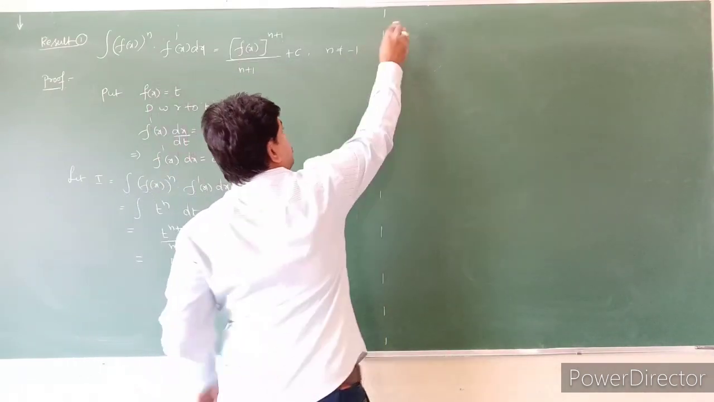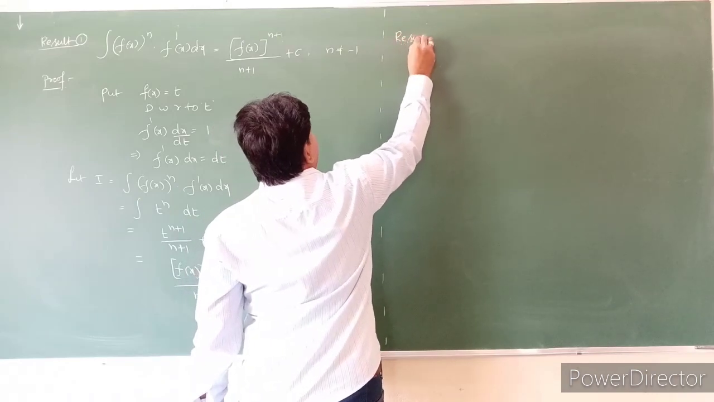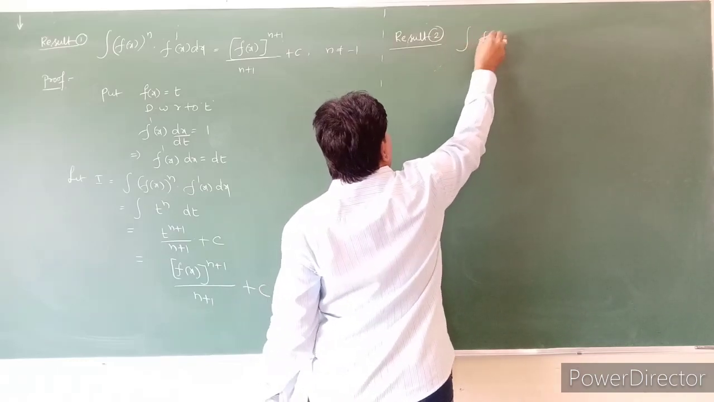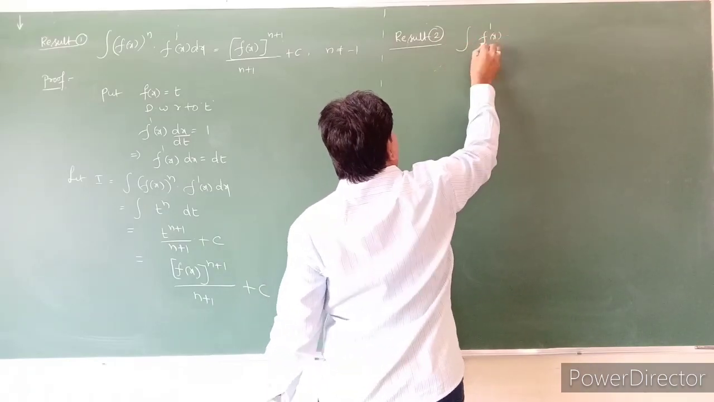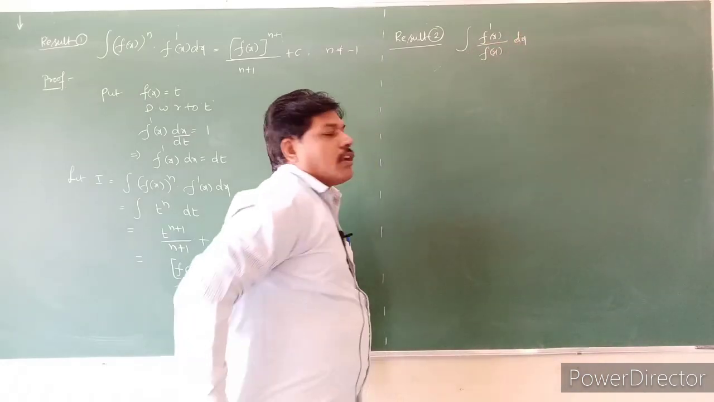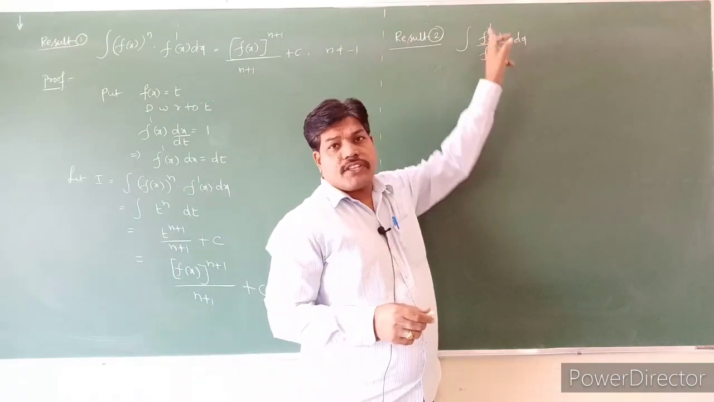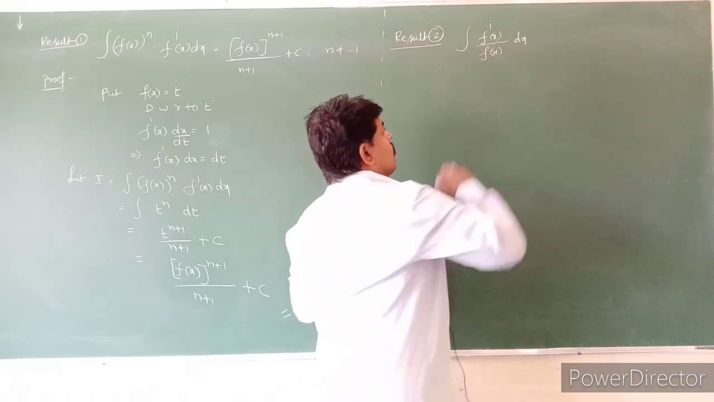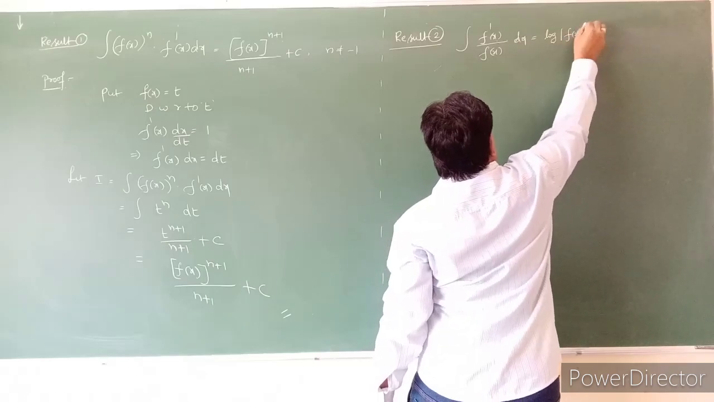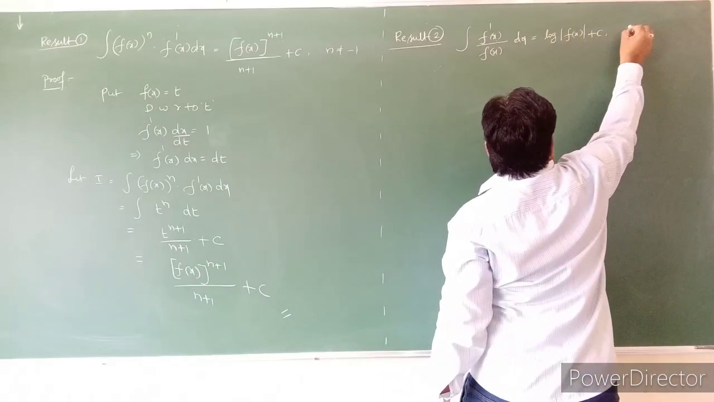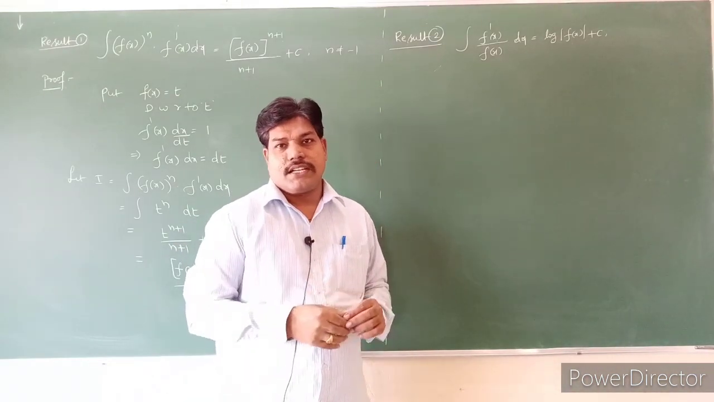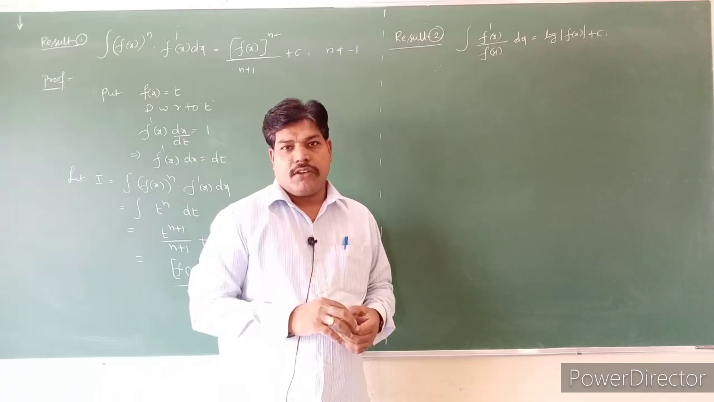What is the next result? Result 2: integral of f dash of x by f of x into dx is equal to log mod f of x plus c. So how to derive the formula for this result? It is also the substitution method we will use here. Okay, so see that one.